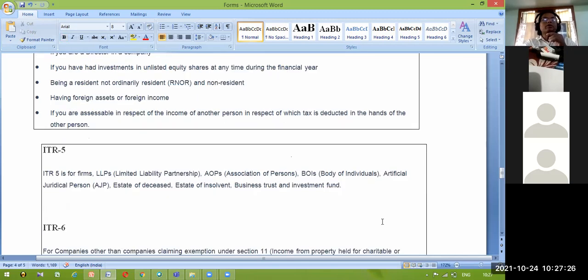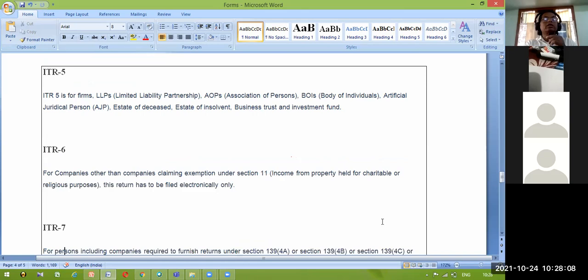ITR 5 is very simple. ITR 5 is for firms, limited liability partnerships, association of persons, body of individuals, artificial juridical persons, AJP, estate of deceased, estate of insolvent, business trust, and investment fund. For all these persons, ITR 5 is applicable. So it is very clear which persons will be coming for ITR 5, and there is no complexity here. Please learn it, because there may be questions on ITR 5, on which types of persons are to fill up ITR 5. So I advise you to learn it.